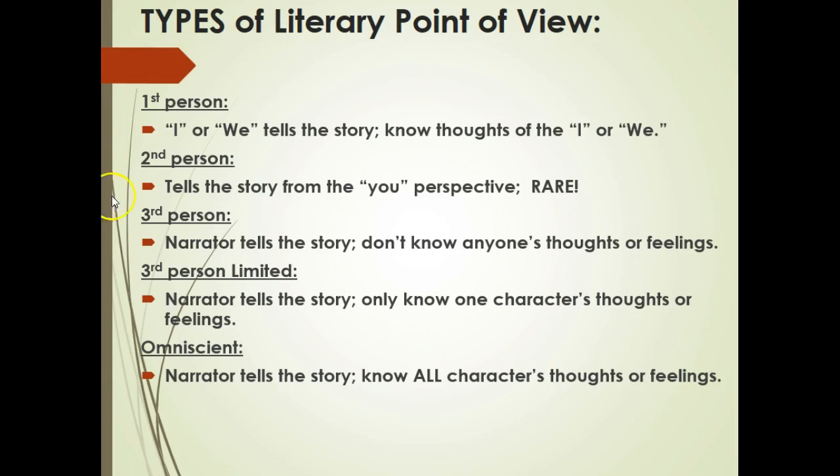So one more time, just for the record, first person means I tells the story. Second person is the you is in the story, either as a how-to or as a creepy stalker. Third person objective, limited, and omniscient are all a narrator is telling the story, but you just know different levels of thoughts. Third person objective, you don't know anybody's thoughts or feelings. You would just say what they said or what they did. Third person limited, you only know one. And third person omniscient, you would know everybody's thoughts and feelings.